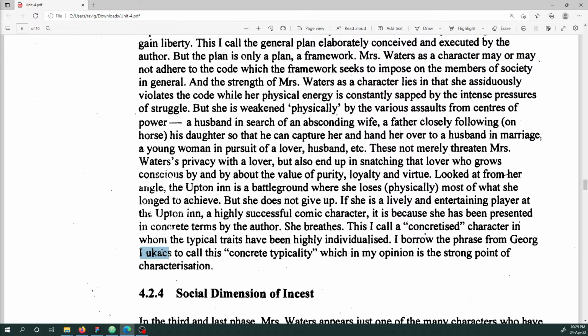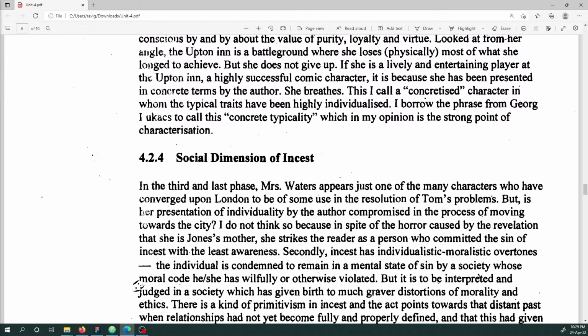I borrow the phrase from Lukács to call this concrete typicality, which in my opinion is a strong point of characterization.